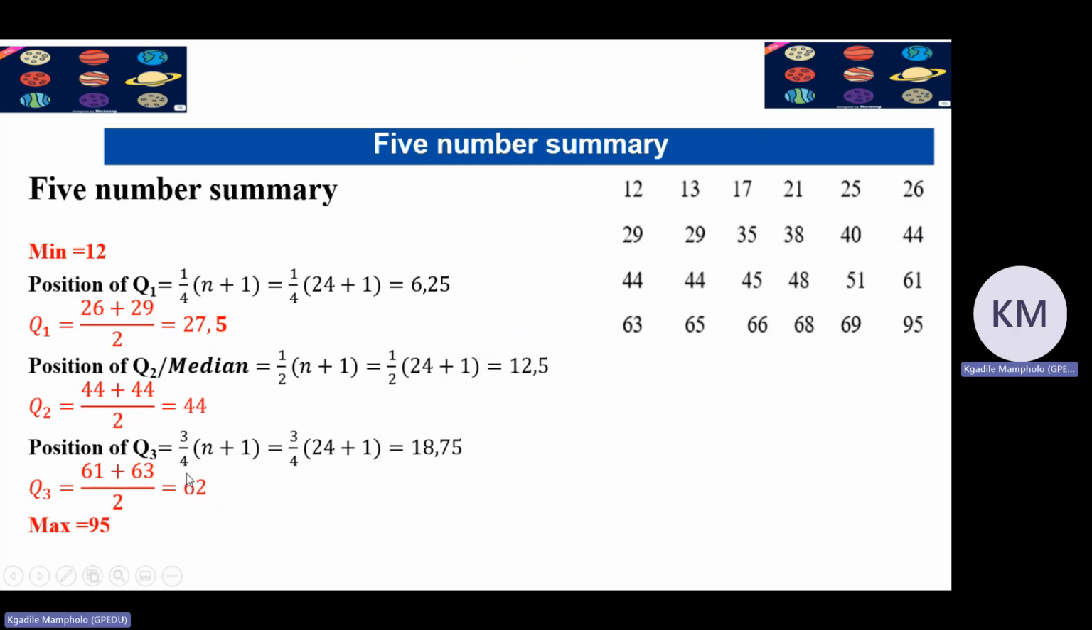You say 3 over 4 into n plus 1, then n is still 24, then here you get 18,75, like we did with Q1 and Q2. Because 18,75 is not a whole number, it means you are going to take 18 and 19, because this position is between the whole numbers 18 and 19. Then we take number 18, which is 61, and number 19, which is 63, divided by 2 to get the upper quartile. Then obviously the maximum will be the last number.